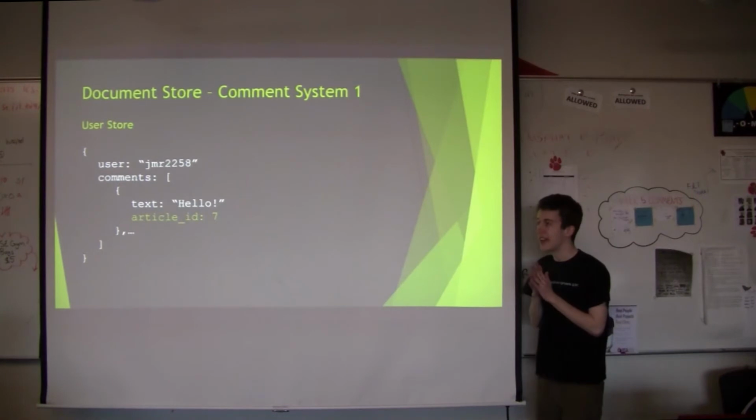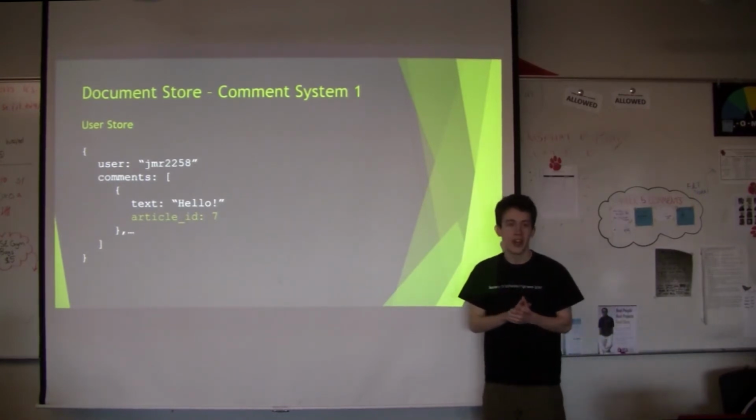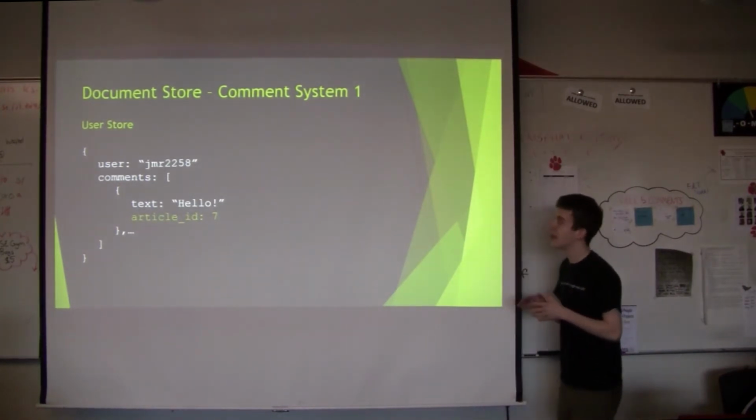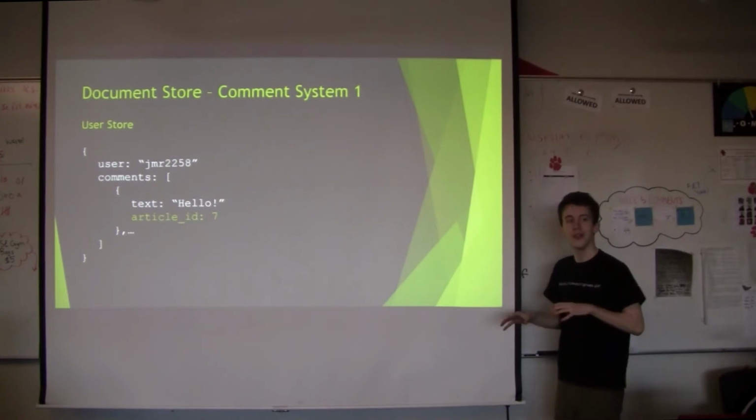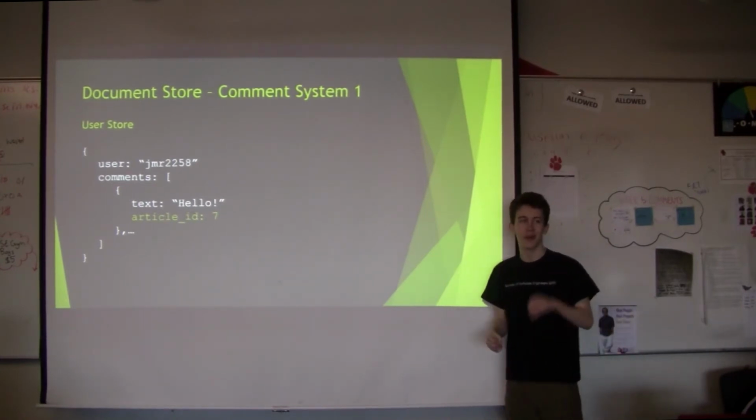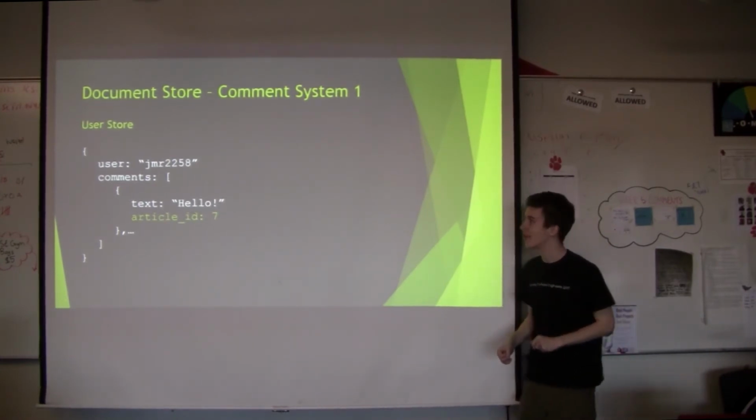So we're going to take a spin at using the document store for a second. Let's say we want to have a comment system on articles. So users are commenting on articles. We've got three things going on. We've got articles, users, and comments.